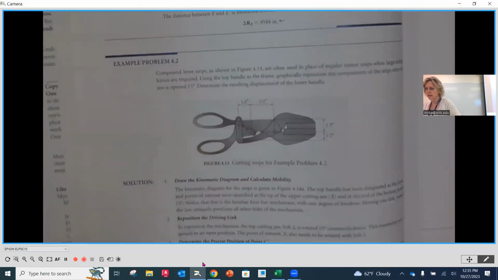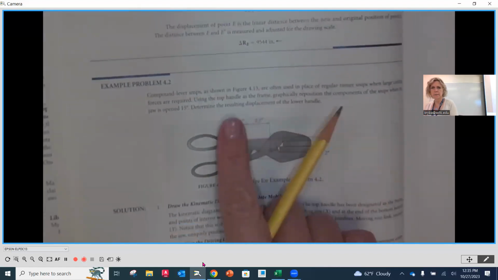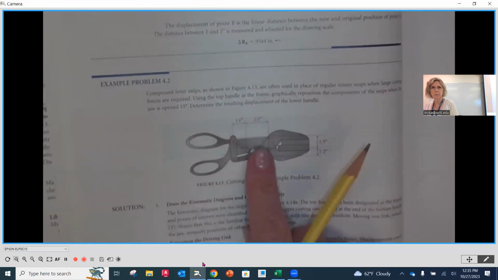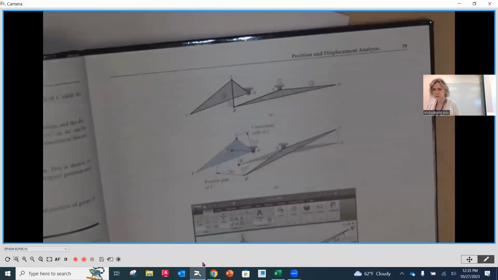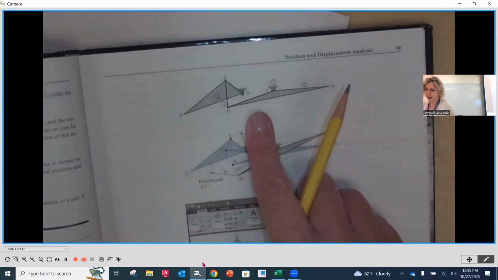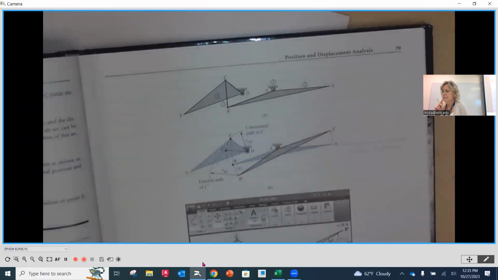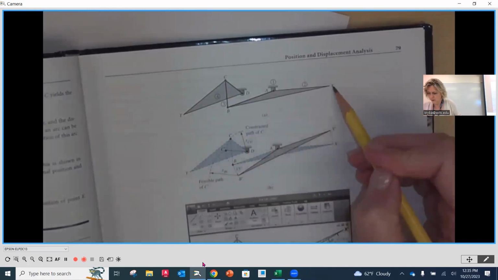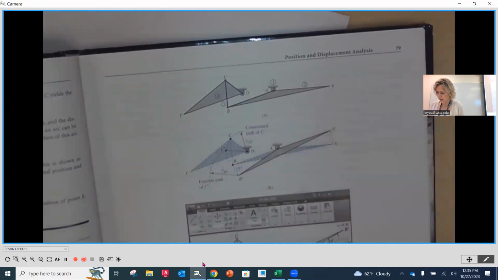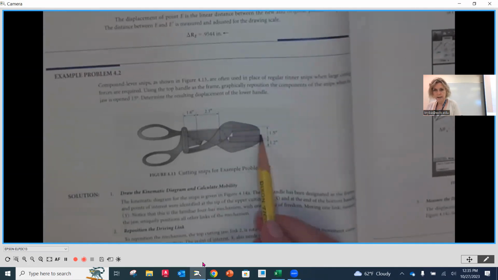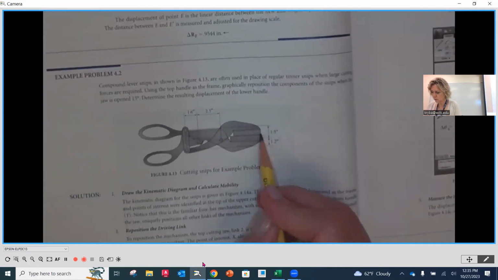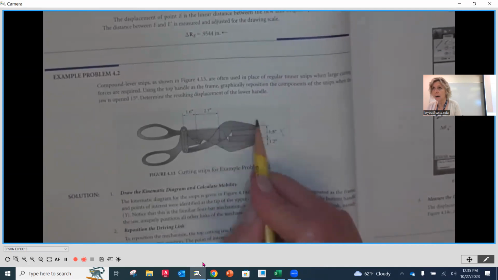So first things first, we're going to draw that kinematic diagram exactly the way we see it here. Now they drew theirs just like this. Now you're going to notice that they didn't draw this with very many points of interest. So your X is out here and it's going to be right here. It's going to be its initial position.